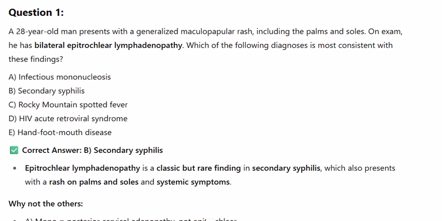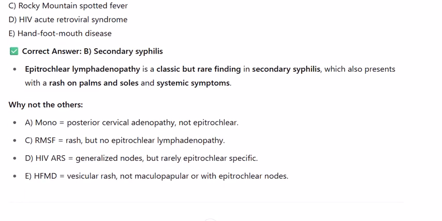B. Secondary syphilis. Epitrochlear lymphadenopathy is a classic but rare finding in secondary syphilis, which also presents with a rash on palms and soles and systemic symptoms. Why not the others? A. Mono: posterior cervical adenopathy, not epitrochlear. C. RMSF: rash but no epitrochlear lymphadenopathy. D. HIV-ARS: generalized nodes but rarely epitrochlear specific. E. HFMD: vesicular rash, not maculopapular or with epitrochlear nodes.